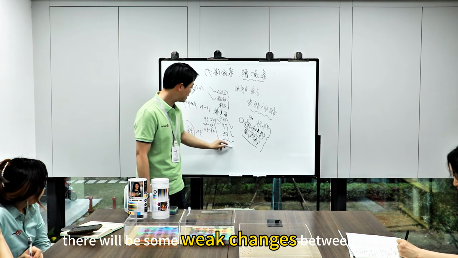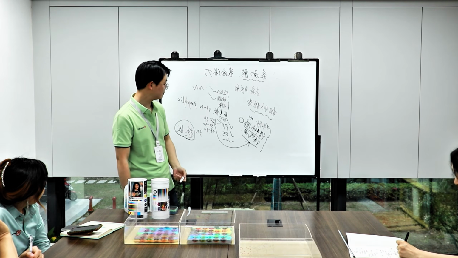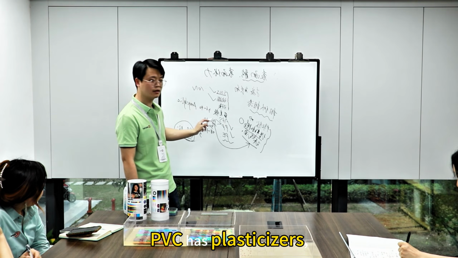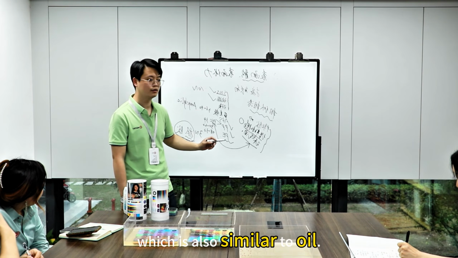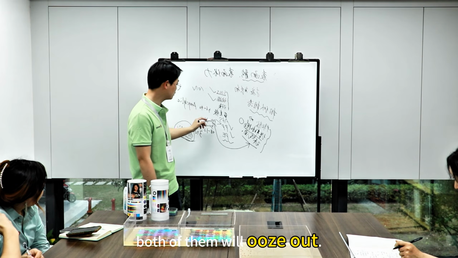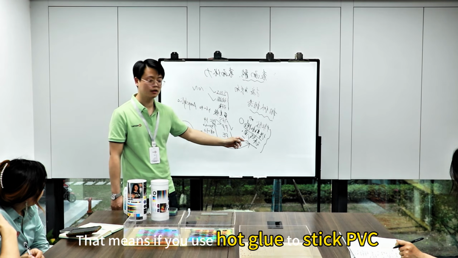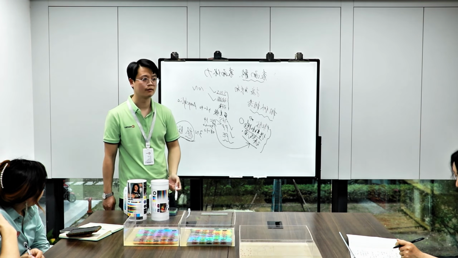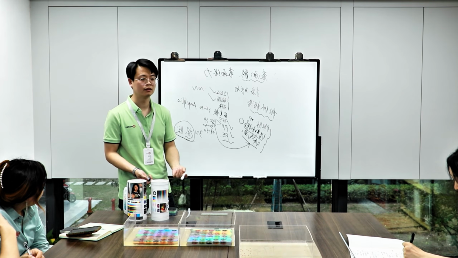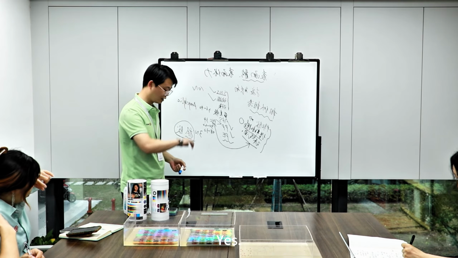There will be some adverse changes between them. There are oily substances in it. PVC has plasticizers, which is also similar to oil. Over time, both of them will ooze out. That means if you use hot glue to stick PVC, after a long time, it may lose its stickiness. The oil will ooze out. It's easy to peel off.